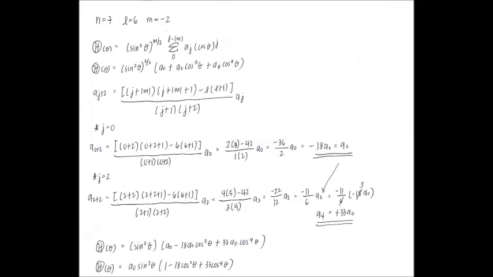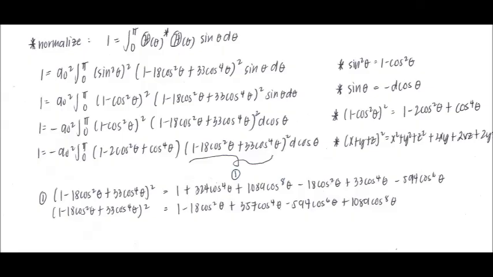So now we have the equation theta equals sine squared theta times a0 minus 18 a0 cosine squared theta plus 33 a0 cosine to the fourth theta. Next, we extract the a0, resulting in theta equals a0 sine squared theta times 1 minus 18 cosine squared theta plus 33 cosine to the fourth theta. Next, we normalize the theta to get the value of a0.